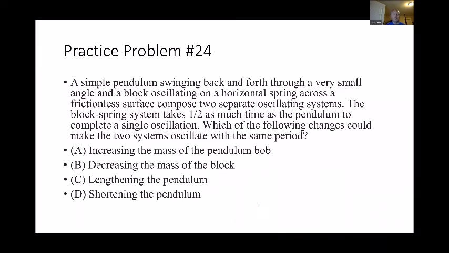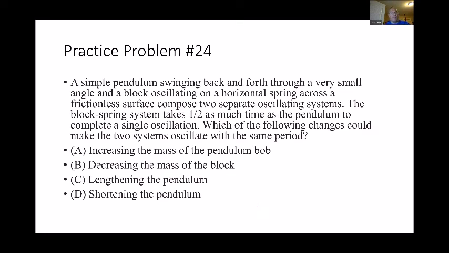All right, so here's another one. A simple pendulum swinging back and forth through a very small angle, and a block oscillating on a horizontal spring across a frictionless surface compose 2 separate oscillating systems. The block-spring system takes 1/2 as much time as the pendulum to complete a single oscillation. Which of the following changes could make the 2 systems oscillate with the same period?